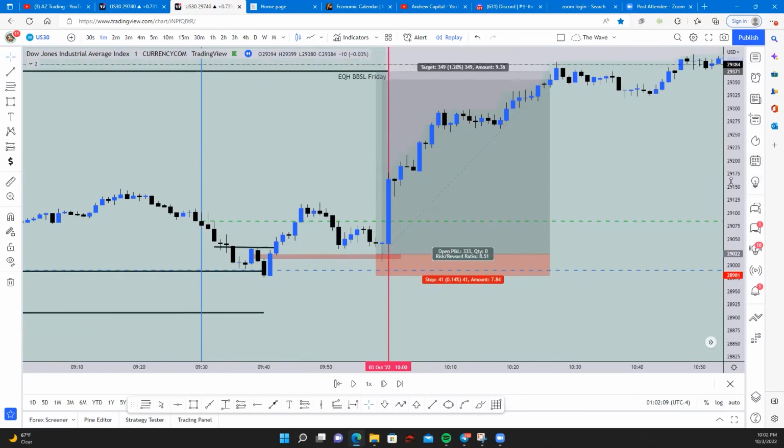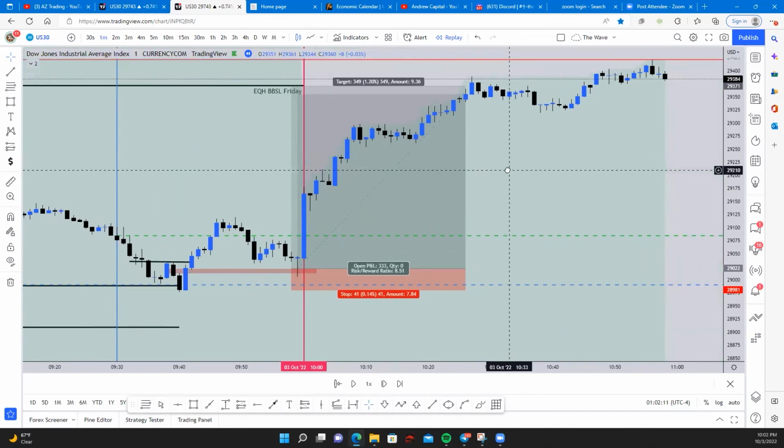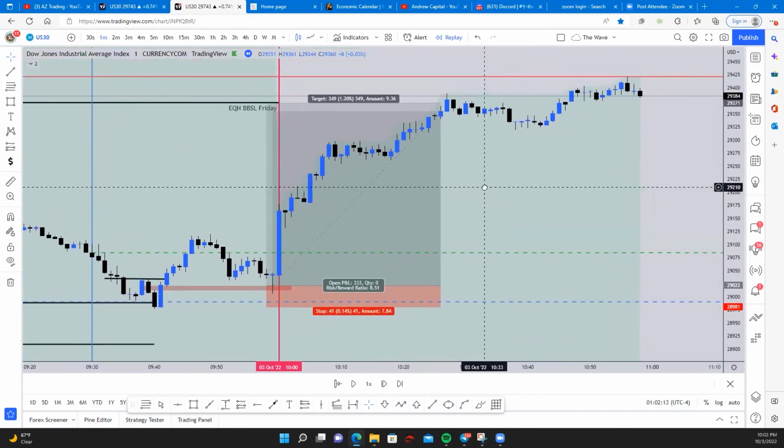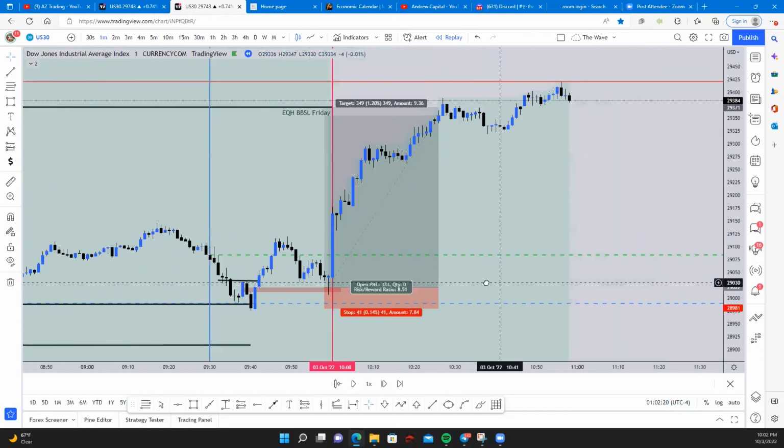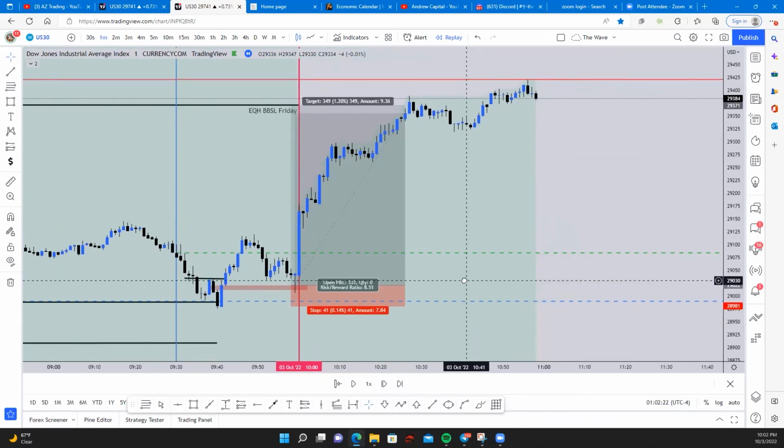So please be wary of trading this week. But I am anticipating Monday today and Tuesday being bullish, and then probably a reversal sometime during the end of the week.